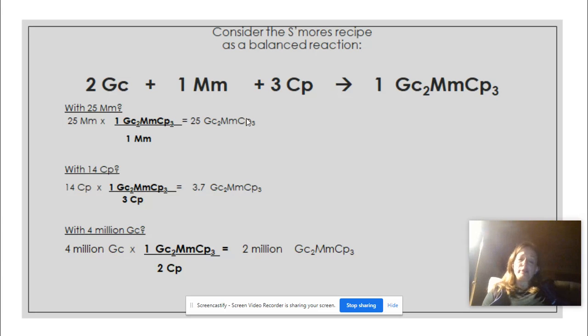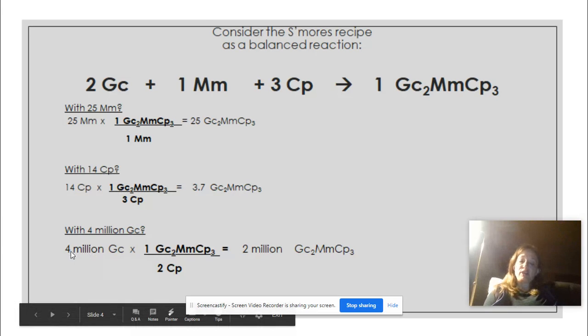The answer is a little bit harder when you're dealing with something that's not a one-to-one relationship. So let's look at if we had 14 chocolate pieces, how many s'mores could we make? Well, I start with my given, 14 chocolate pieces, times, in a line, 1 s'more divided by 3 CPs. The CPs cancel. That's what I'm getting rid of, and 1 s'more is what I want to answer. I would be able to make 4.7 s'mores with 14 chocolate pieces.